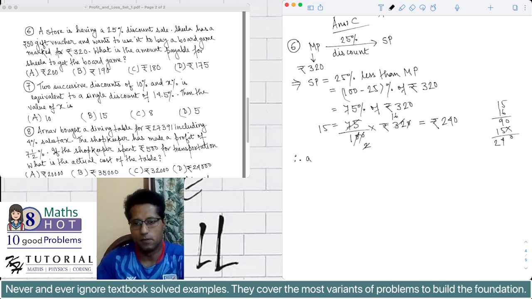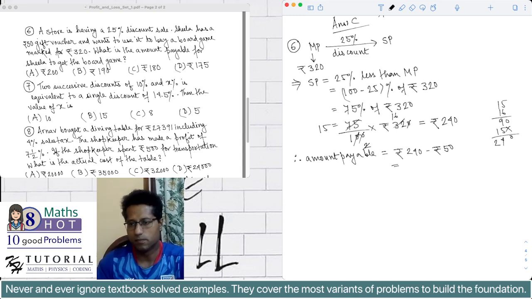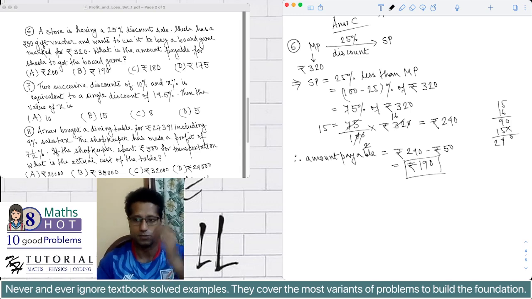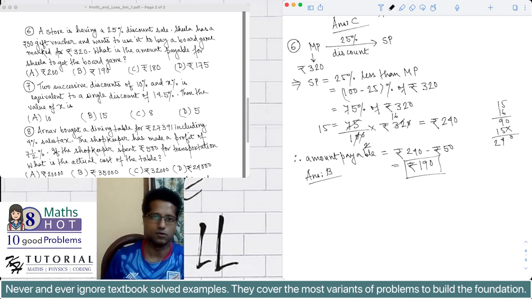Therefore, the amount payable, since Sheila has a gift voucher of rupees 50, will be the selling price minus rupees 50. This is equal to rupees 190. Rupees 190 is the amount payable by Sheila, and hence the correct choice is B. B is the correct choice.